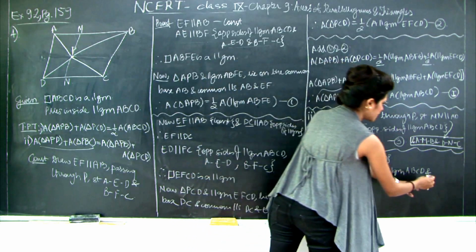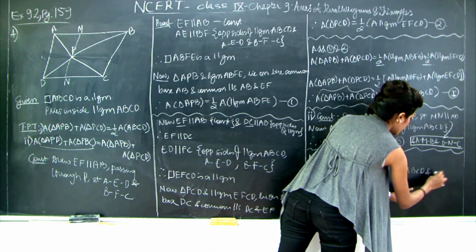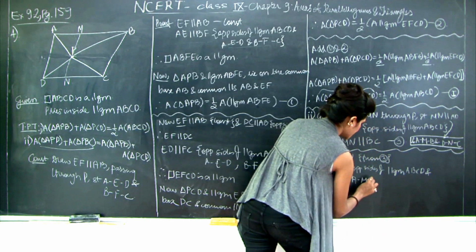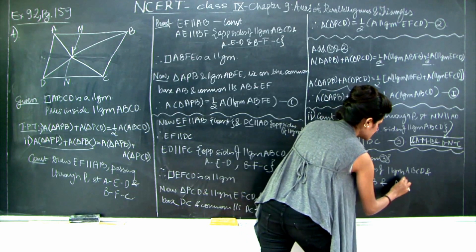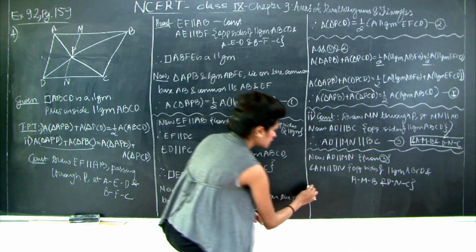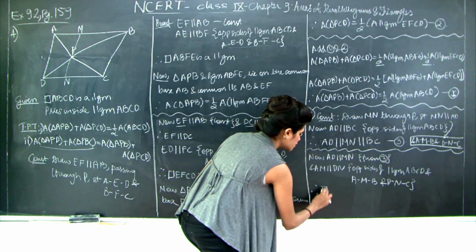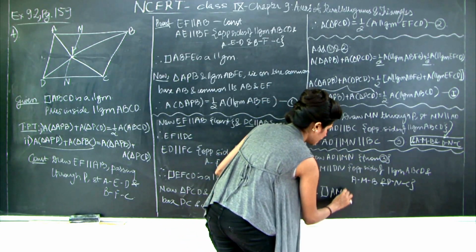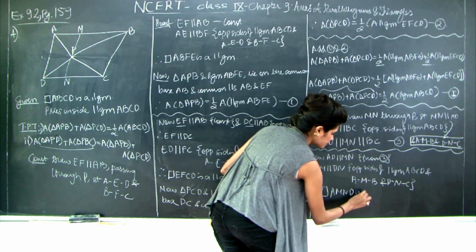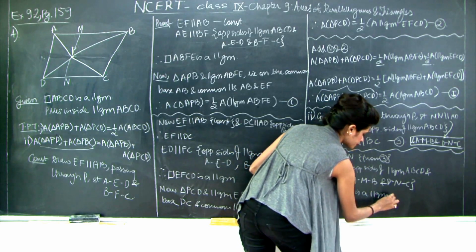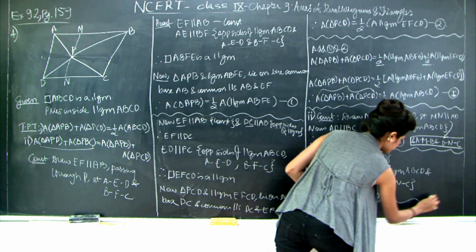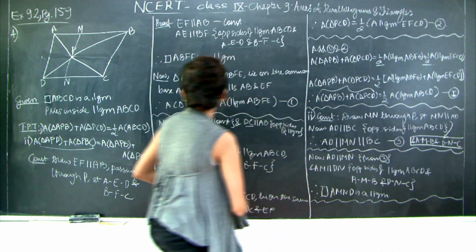Opposite sides of parallelogram ABCD, and because M lies between A and B and N lies between D and C, right? Therefore, what do I get? Therefore, quadrilateral AMND is a parallelogram, right? So I am erasing this section.